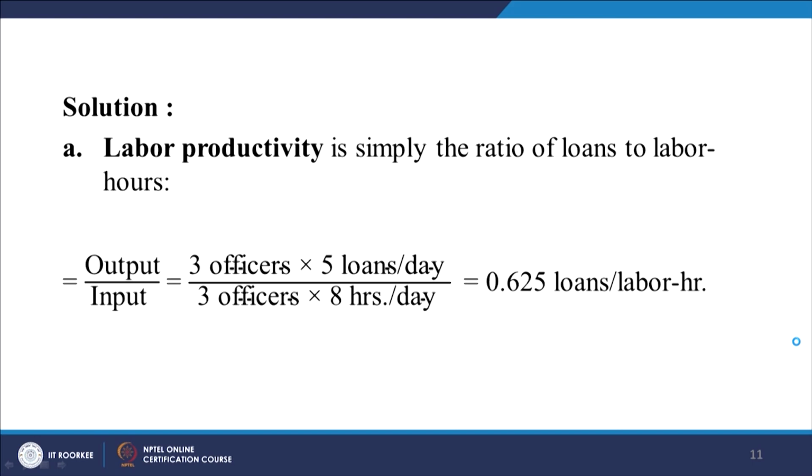So the output is 3 officers, each one processing 5 loan applications, divided by 3 officers putting 8 hours per day. So we can say that 0.625 loans per labor hour is the productivity for labor, that is the productivity per person doing the job of sanctioning of loans. So this is 0.625 loans per labor hour, that is the labor productivity currently.